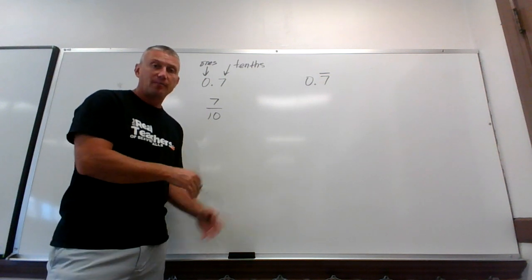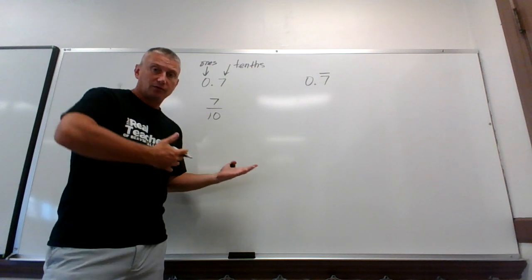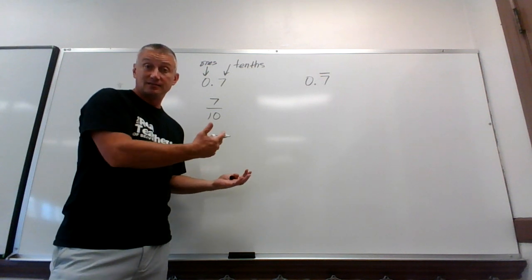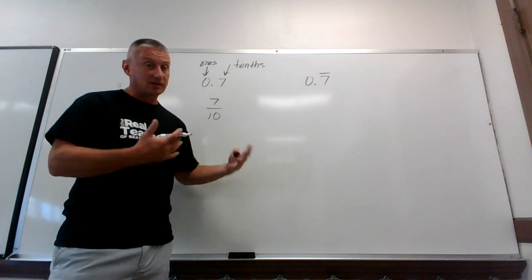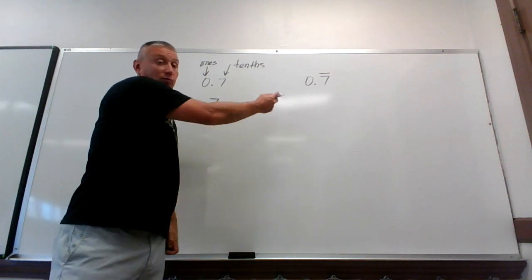The 7 is a prime number. The factors of 10 are 1, 2, 5, and 10, and none of those go into 7 because 7 is prime. How do we do this one?